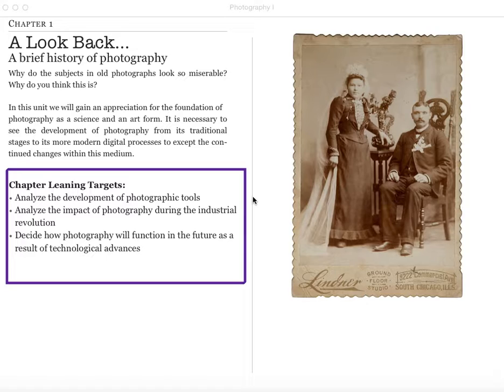Chapter Learning Targets. Analyze the development of photographic tools. Analyze the impact of photography during the Industrial Revolution. Decide how photography will function in the future as a result of technological advances.